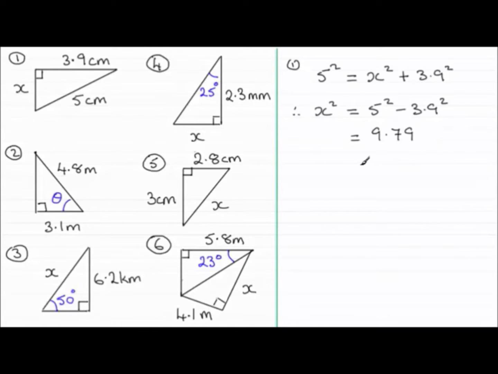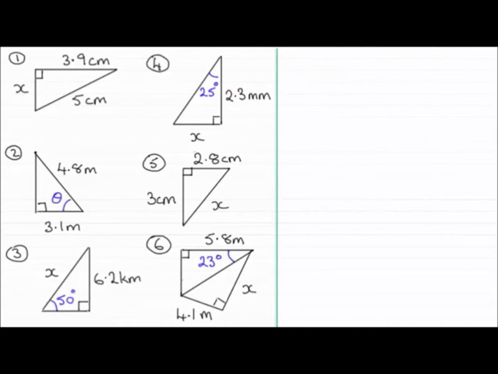And then you take the square root to both sides to get x. x will equal the square root of 9.79. It won't be plus or minus here because the length of a side can only be positive. Okay, so what does this equal? Well, it equals 3.12 and so on. It's measured in centimetres. We've got to give the answer to one decimal place, so it's going to be 3.1 centimetres to one decimal place, 1 dp there for short. Okay, so that's number 1 then.